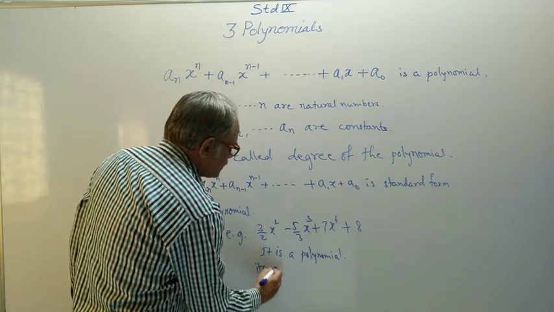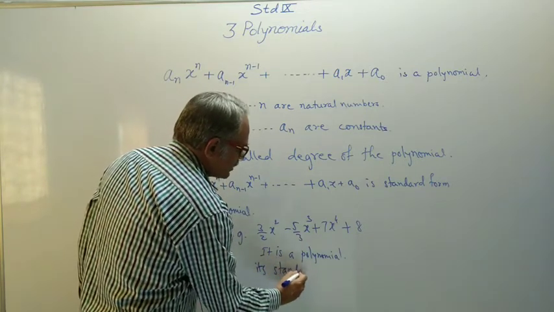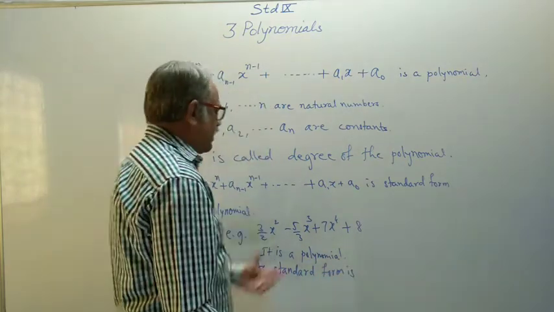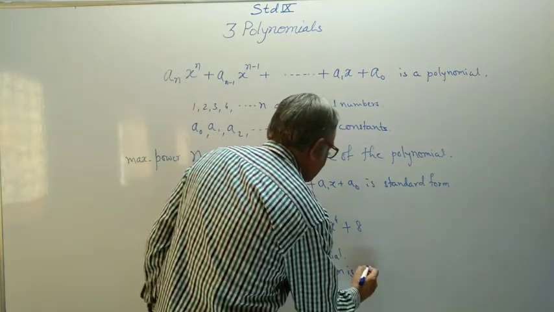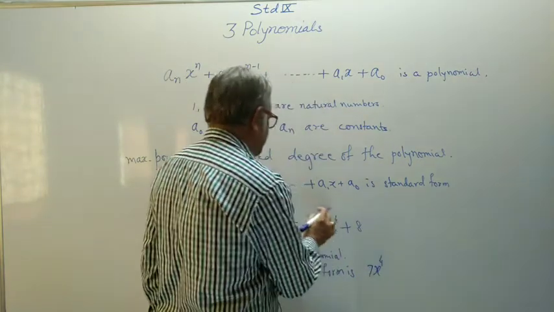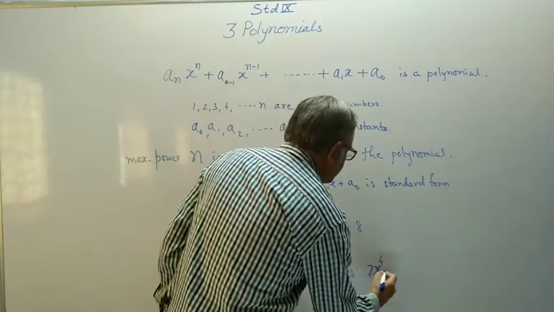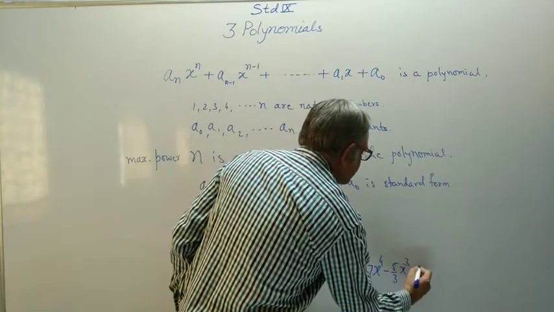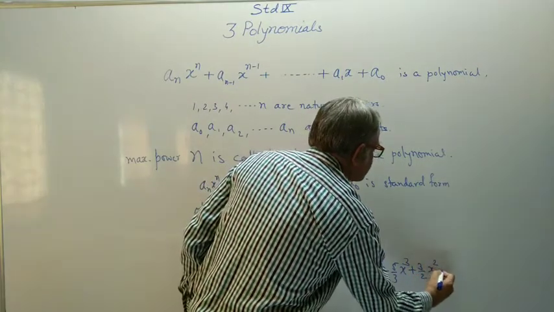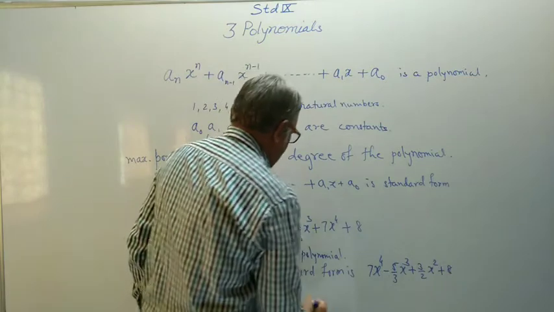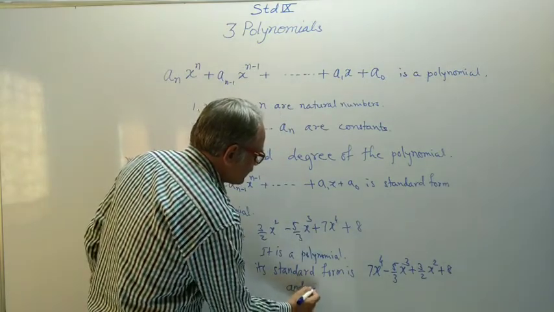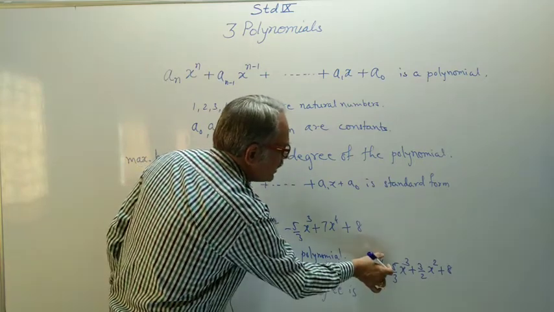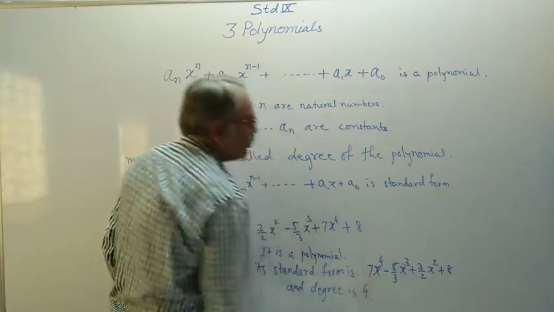Its standard form is, highest to lowest generally, 7x raised to 4, maximum degree first, minus 5 by 3x cube plus 3 by 2x square plus 8, and the degree of the polynomial is the maximum index of x, that is 4.